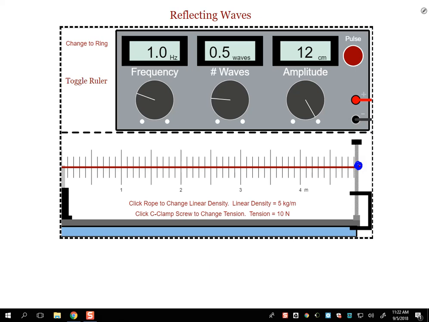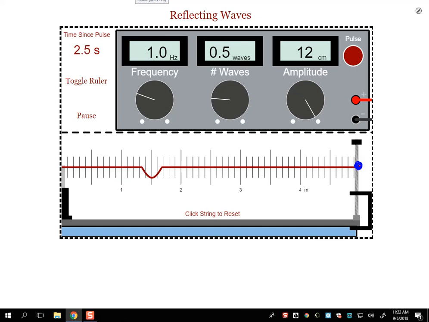So let's send this wave pulse, and you can see that this wave pulse has a negative displacement, or its amplitude would be some negative value. Then what I want you to observe is what happens to the wave pulse when it hits the boundary. We see as the wave comes back, so now its velocity is this direction, it is now upright, or has a positive amplitude, whereas on the way in, the wave had a negative amplitude.